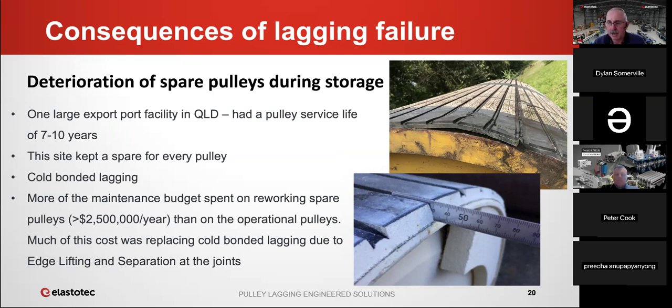And in a lot of cases, they were finding the lagging had deteriorated either by opening up at these joins, which means that water can then get down to the steel shell and cause corrosion, or edge lifting. And this particular export coal terminal was spending $2.5 million a year on refurbishing pulleys. Not all of that was lagging, but a significant amount of it was. And that was more than they were spending on the operational pulleys.